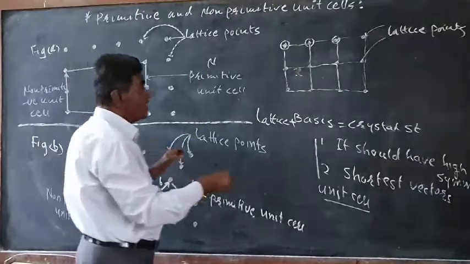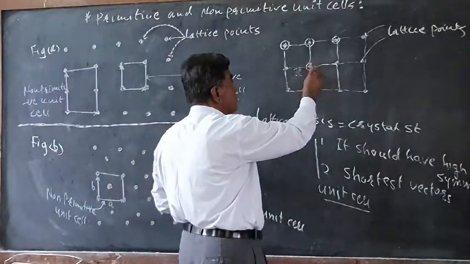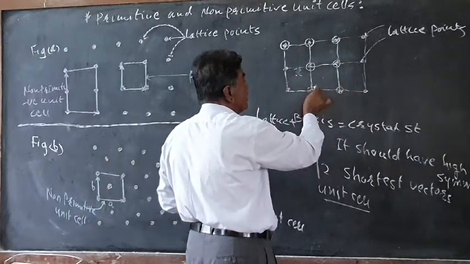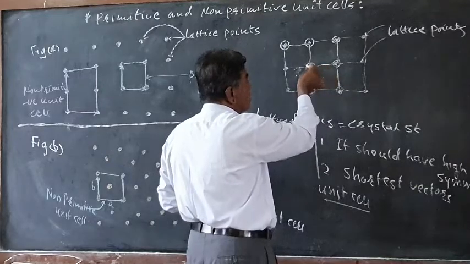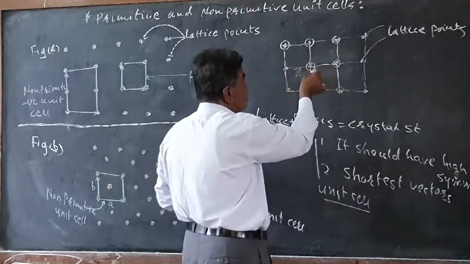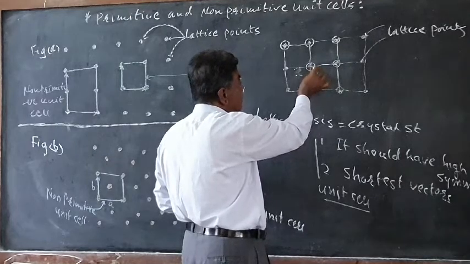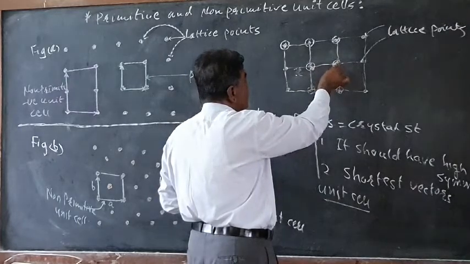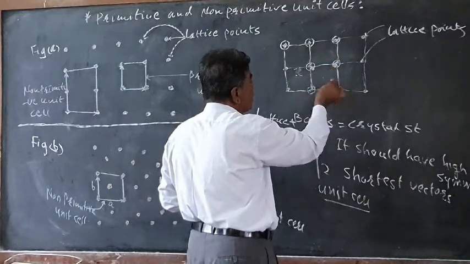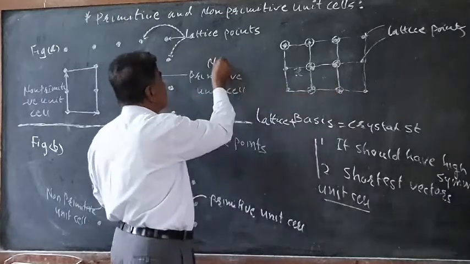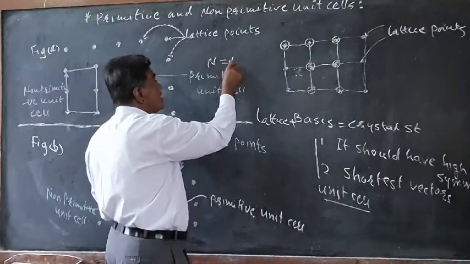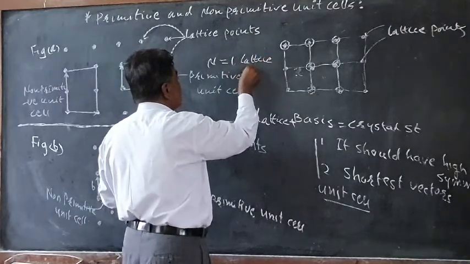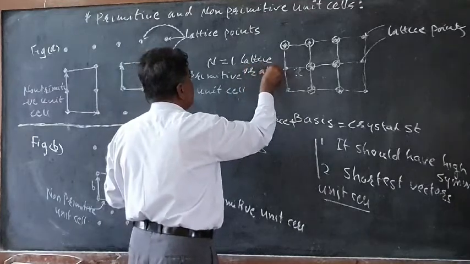For example, if the atoms are located so that only the corners of the unit cell are occupied by atoms, then consider the contribution of each atom to the unit cell. Only a fraction of each corner atom is contributed to this cell. So the total number of atoms contributed to this cell is found to be equal to 1: one lattice point or atom. Then it is called the primitive unit cell.